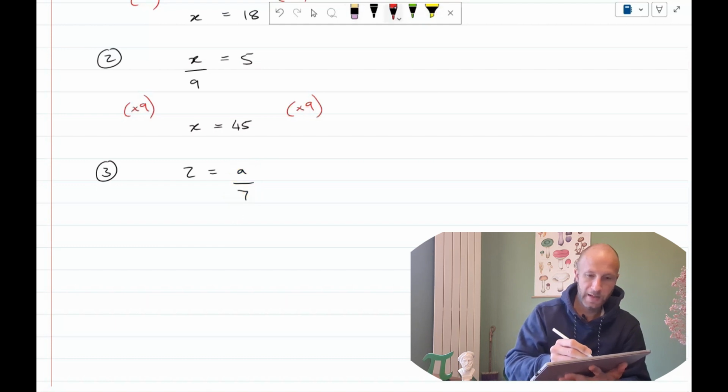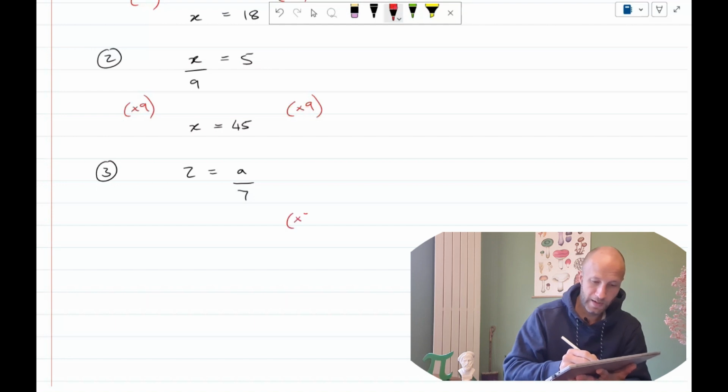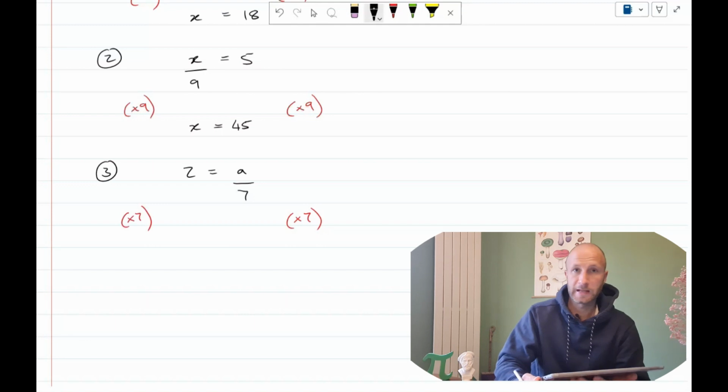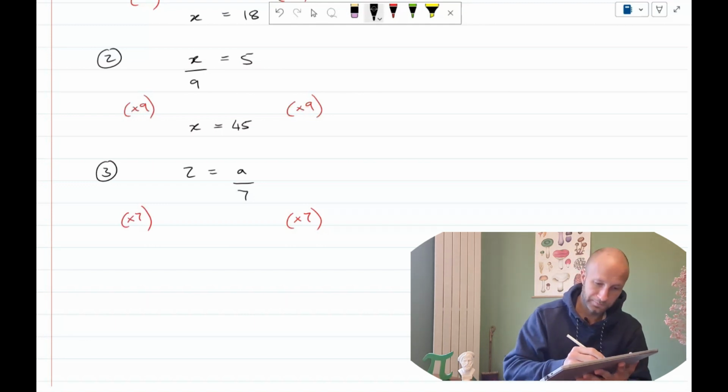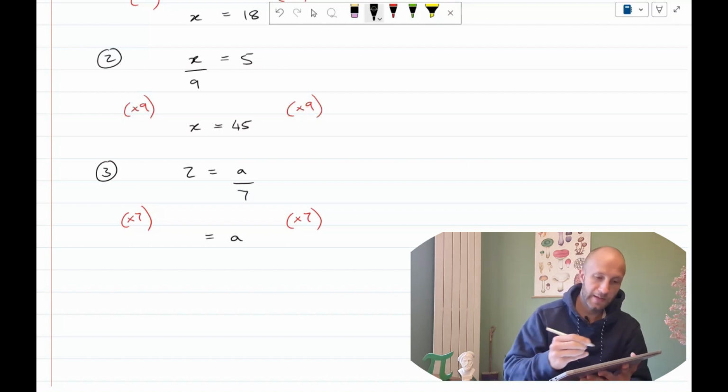So if I want to get that a by itself, I need to get rid of that division by 7. So I need to multiply the right-hand side by 7. But if I do that to the right, I've got to do exactly the same to the left. So I've got to multiply that by 7 too. When I multiply the right-hand side by 7, I'll just get a because it cancels the division by 7. And I multiply the left-hand side by 7.